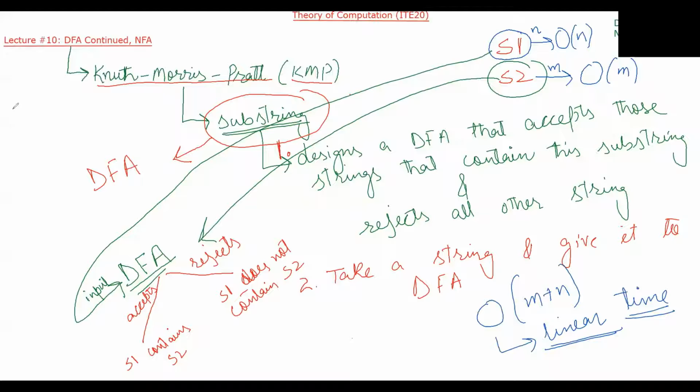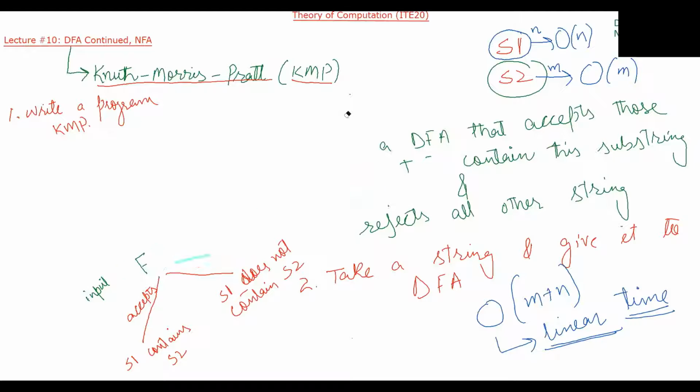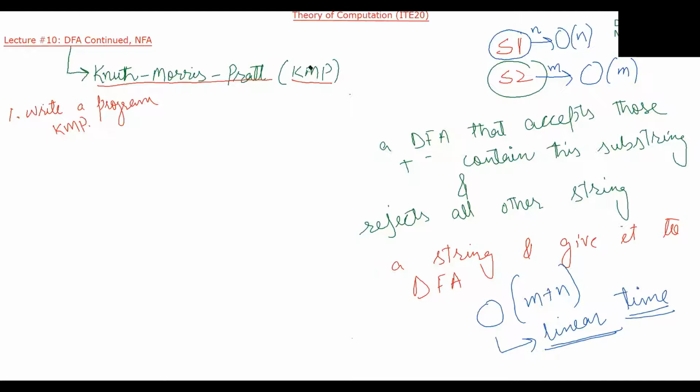So your job, or we can say the assignment of this particular lecture, is to write a program for the Knuth-Morris-Pratt algorithm. Okay, so you should not copy from the internet because the program is already available on the internet, but you should try to do it on your own. So how will you write this particular program? Let me give a small hint.